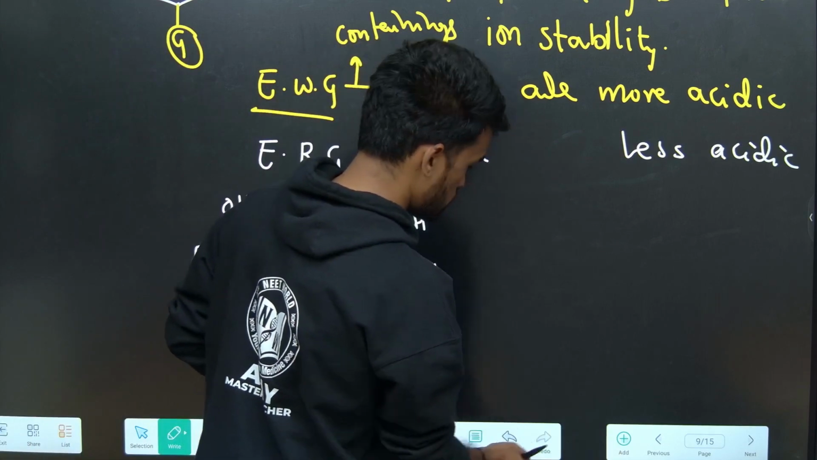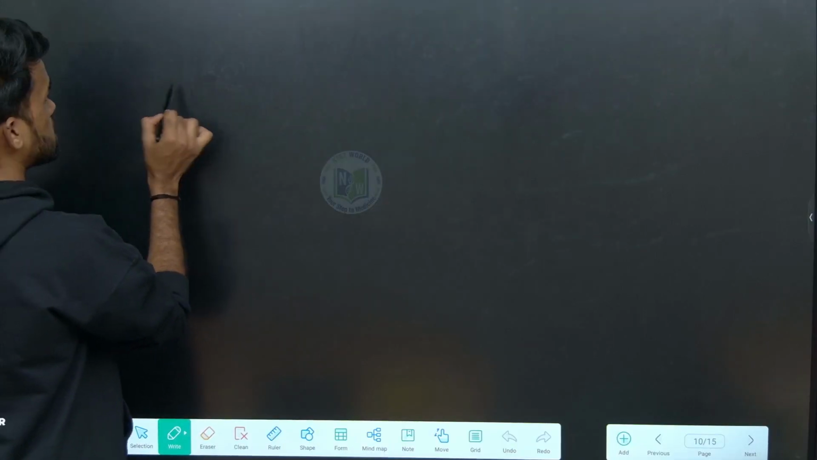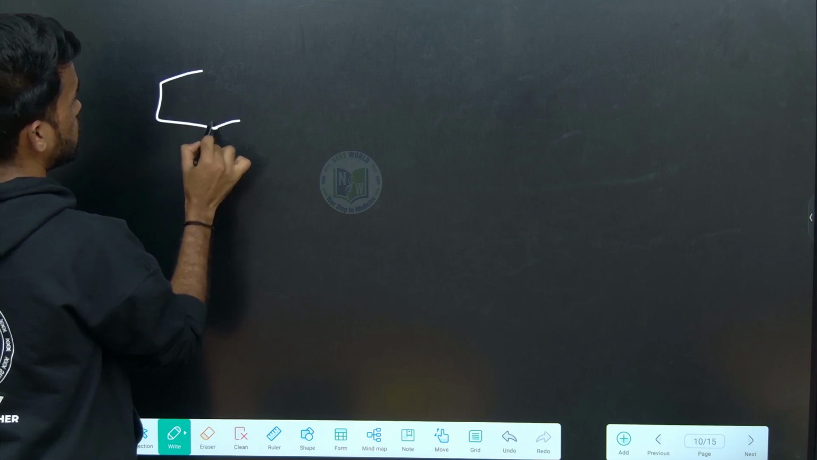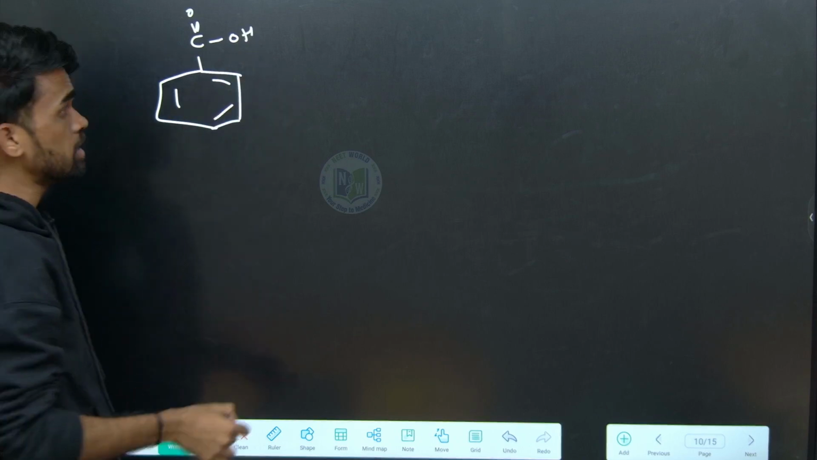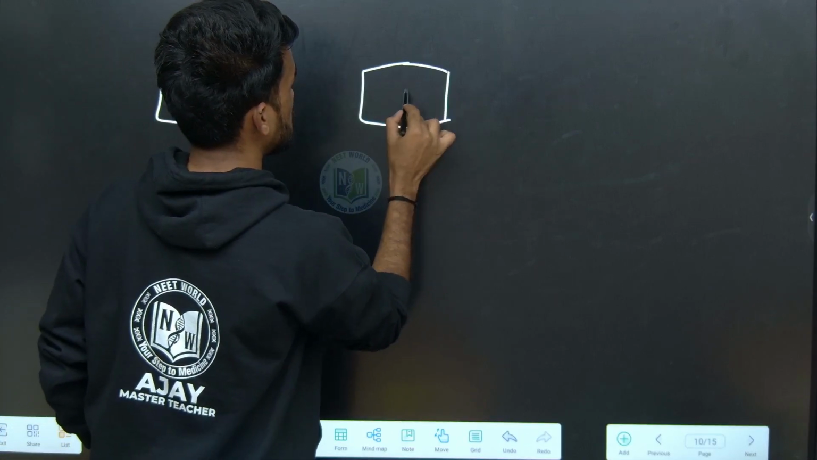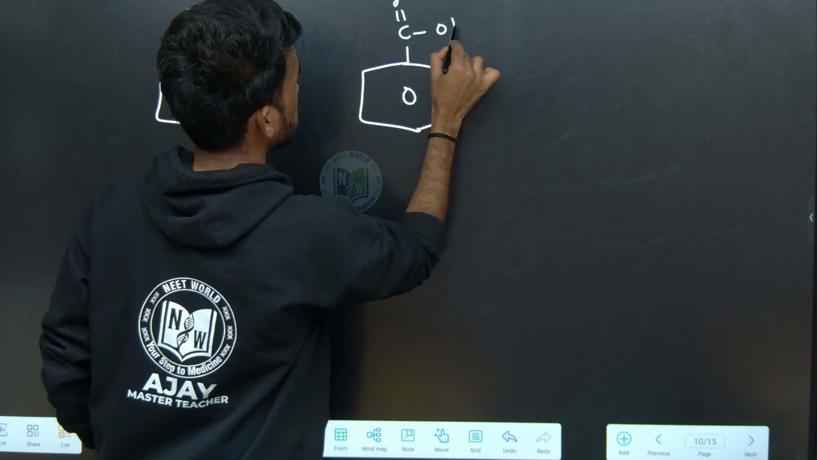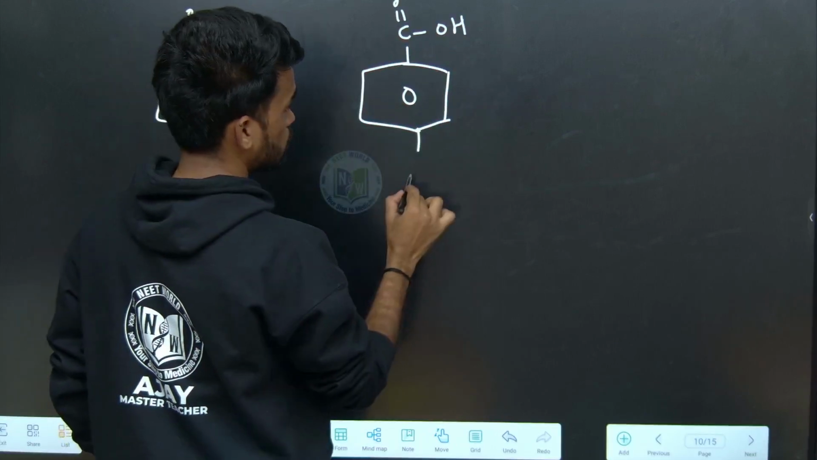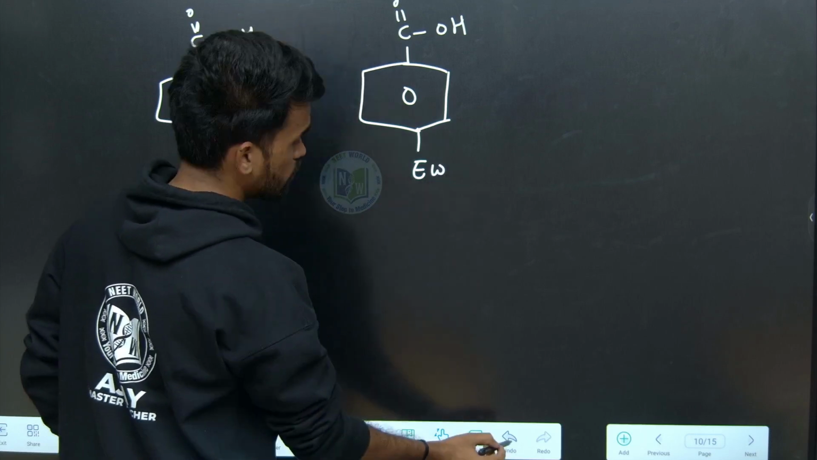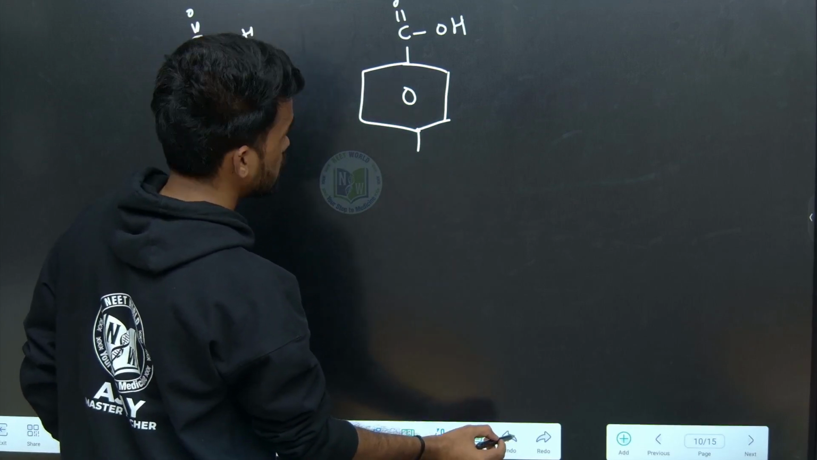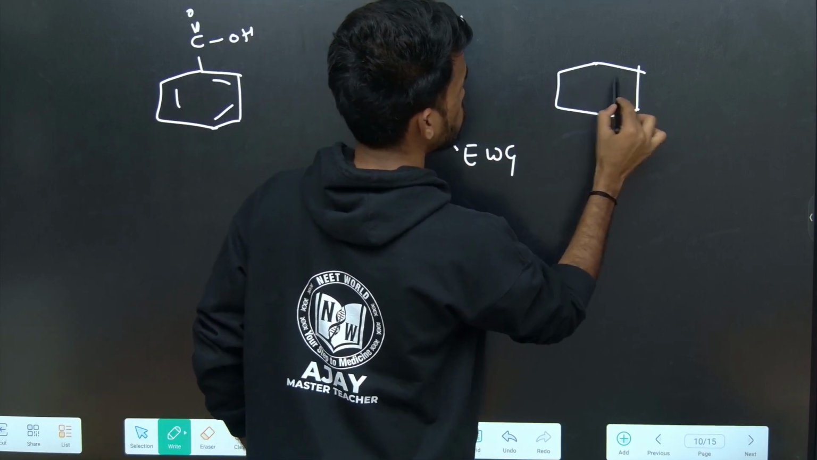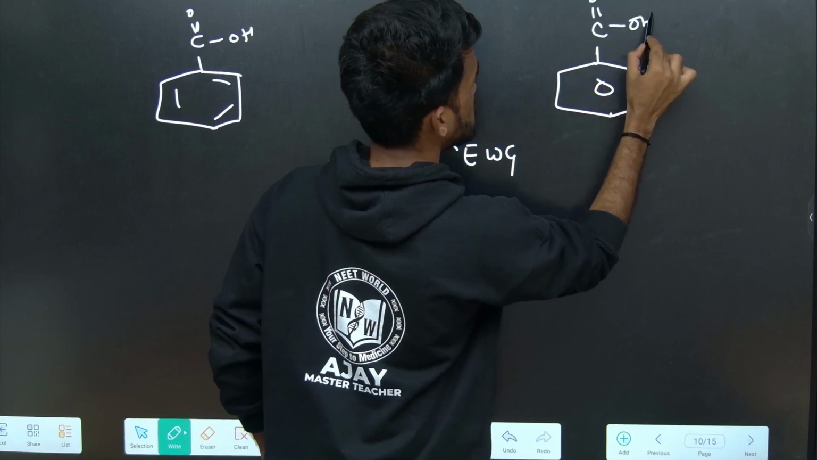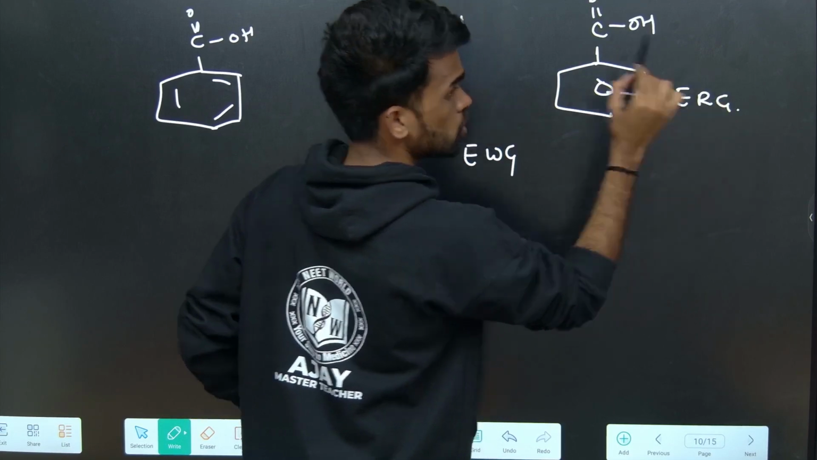Okay, then next let us move forward. Let us discuss the acidic nature of carboxylic acids. Let us say here I have benzoic acid, this is benzoic acid, and on the same benzoic acid let us insert one electron withdrawing group. Just for generalization purposes, here it is attached to an electron withdrawing group and here it is attached to an electron releasing group. So like this let us generalize.